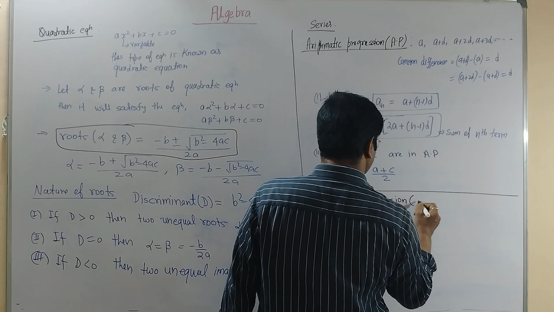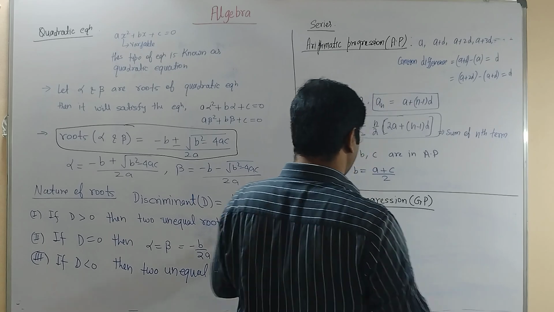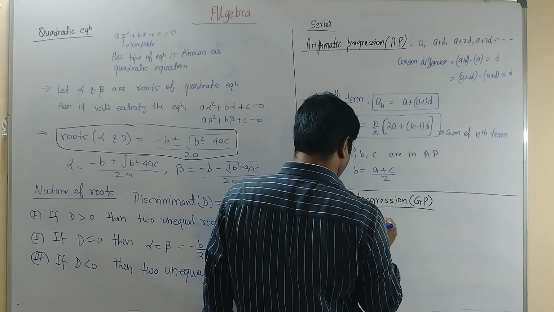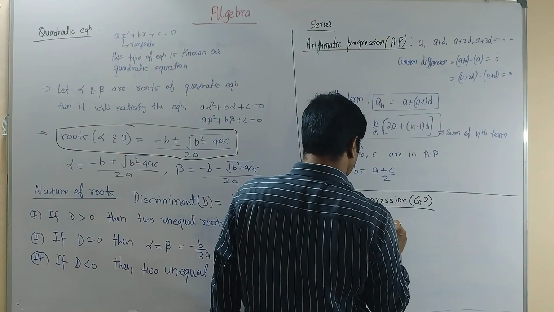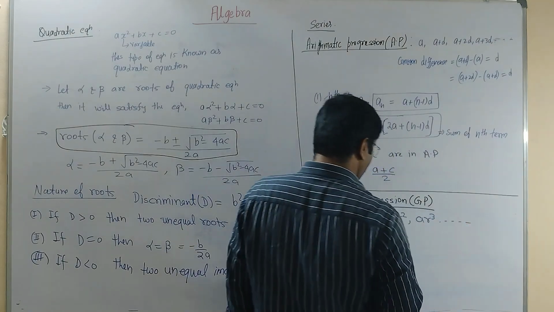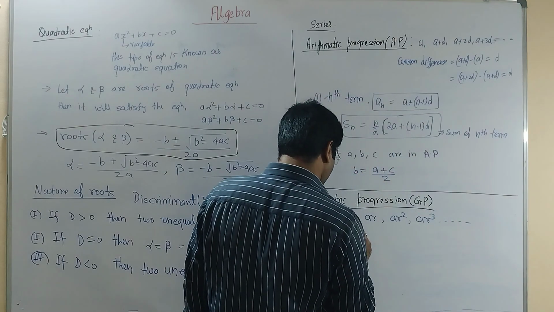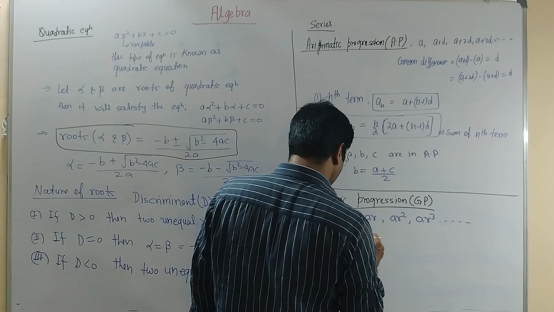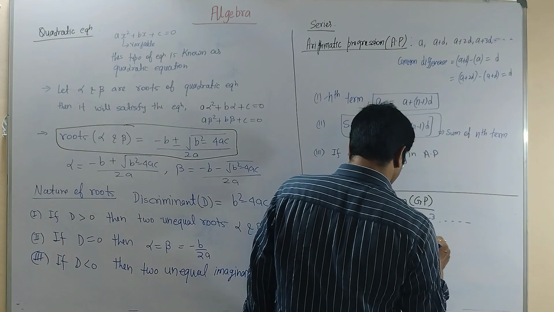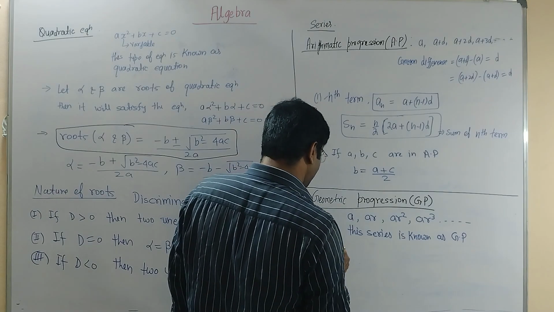So in geometric progression, again, how is it defined? If the numbers are like A, second number A R, third number A R square, A R cube, and so on, okay. So this series is known as GP. Okay, so here common ratio is defined.